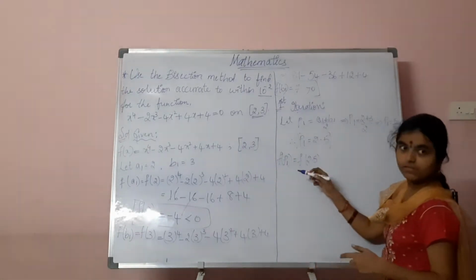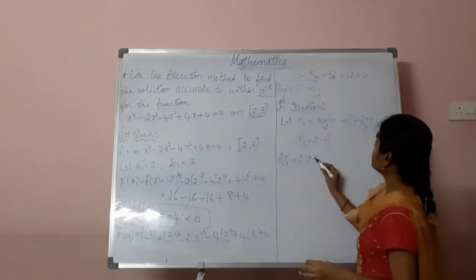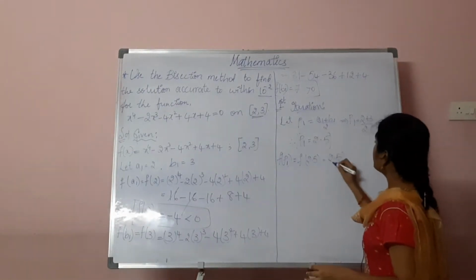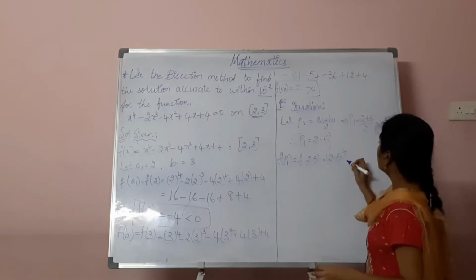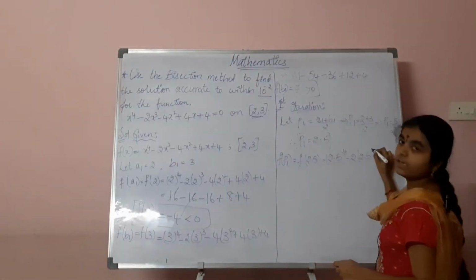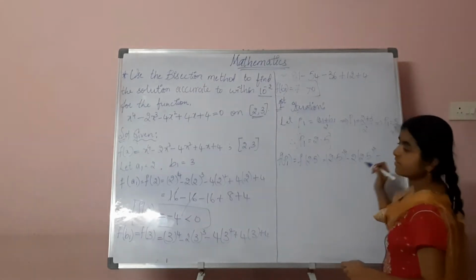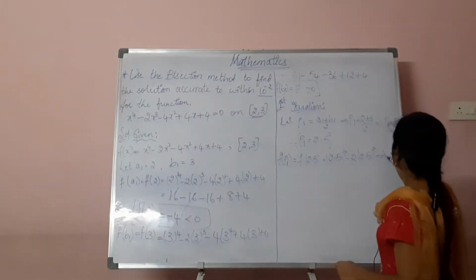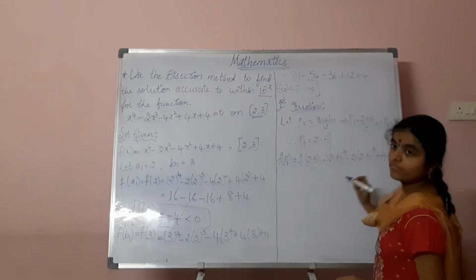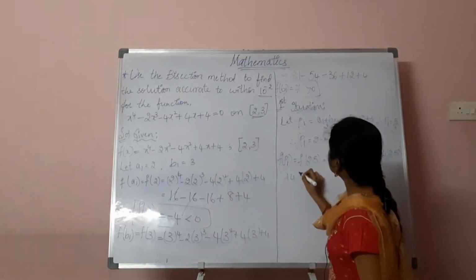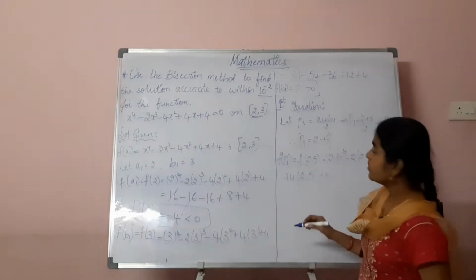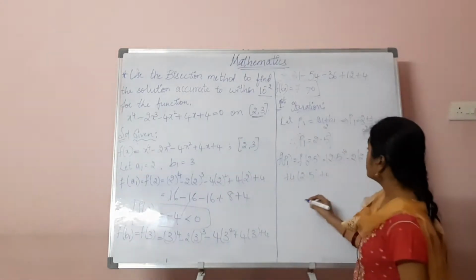Now let us consider this, substitute this 2.5 in the given equation. So 2.5 power 4 minus 2 into 2.5 whole cube minus 4 into 2.5 square plus 4 into 2.5 plus 4. So after calculating this, what we will get?